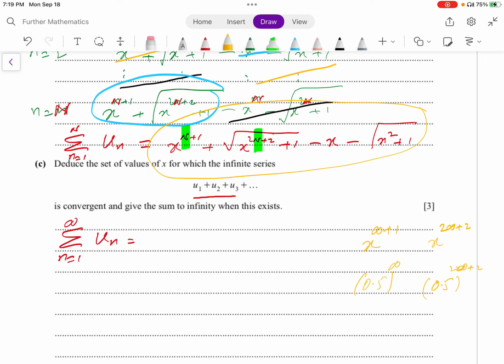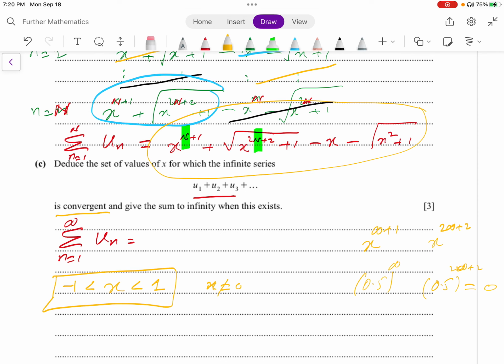This will vanish or get to 0 only if the values are between minus 1 and 1. If the value of x is more than 1, say 2, then 2 raised to the power infinity is divergent. So if it is convergent, x must be in this range from minus 1 to 1, and obviously not equal to 0. So this is the answer to the first part of the question.